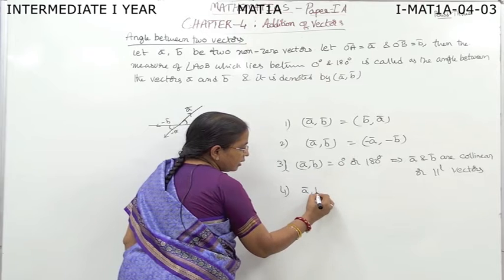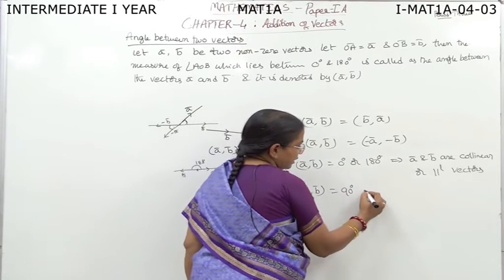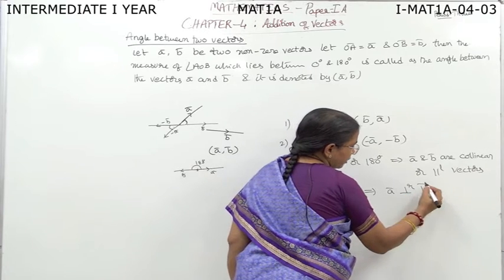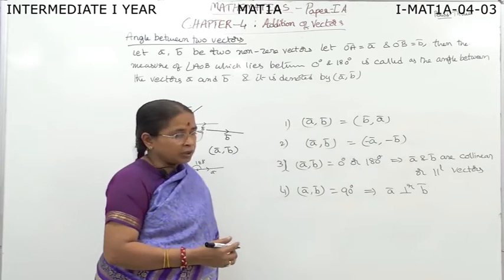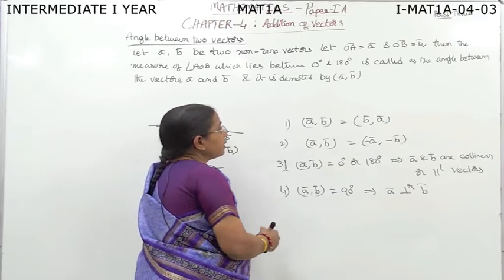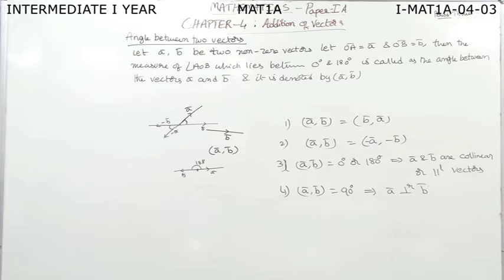Suppose that the angle between A and B is 90 degrees. Then we say that A is perpendicular to B, or A is orthogonal to B. We use this word orthogonal also. This is all about the angle between two vectors.